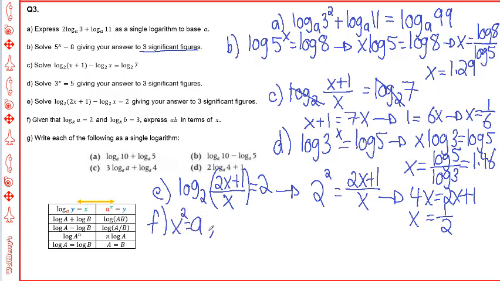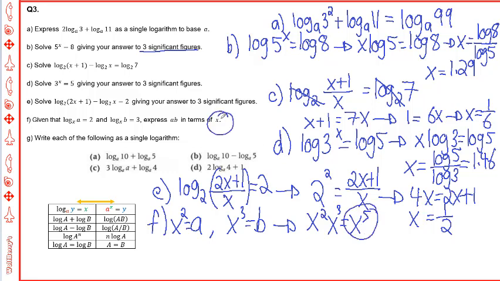We have our a now. Do the same thing here. x to the power 3 equals b. It's very easy. Now we have a and b. It says multiply a and b. So go ahead. a times b is equal to x squared times x to the power 3, which is x to the power 5. That's the answer. We've expressed it in terms of x.